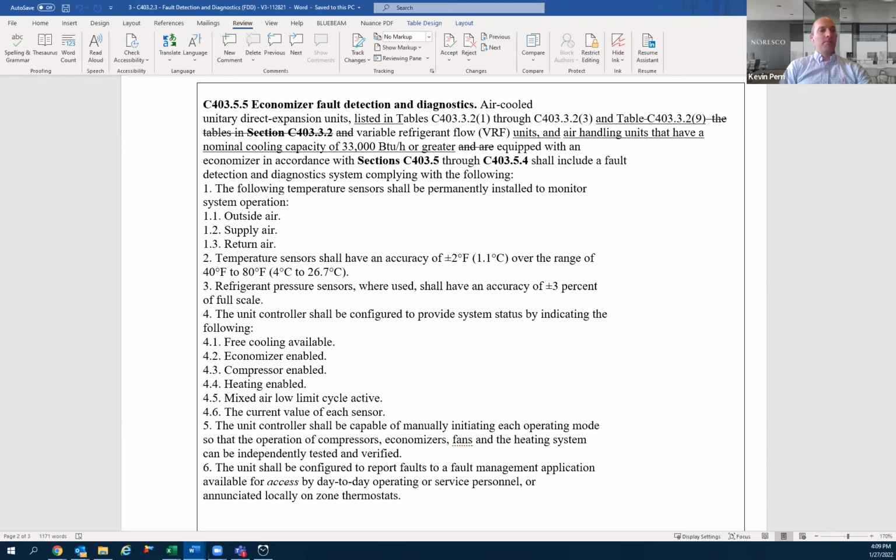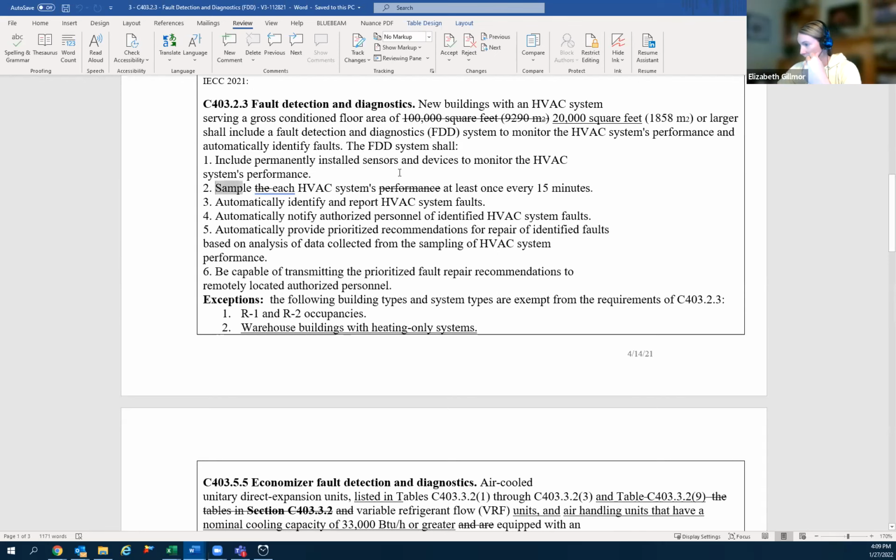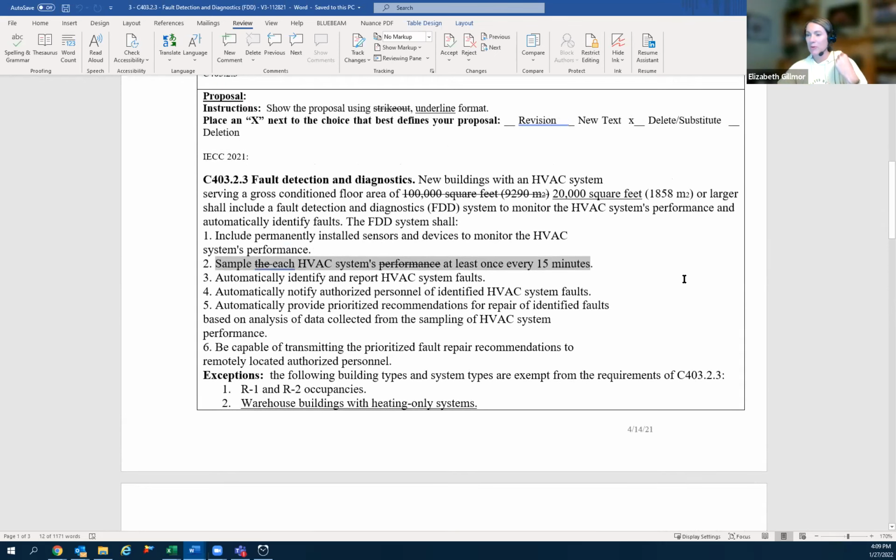Elizabeth, go ahead. I just have a question. When we say sample each HVAC system, do we need to be explicit about what you're sampling? And I guess even before it's amended, we're sampling the performance, what exactly gets sampled in there? And maybe this is obvious to other people. John, do you want to comment on that, or anybody from the committee?